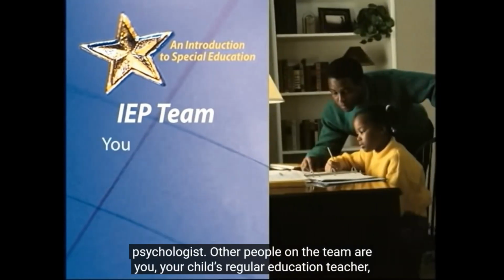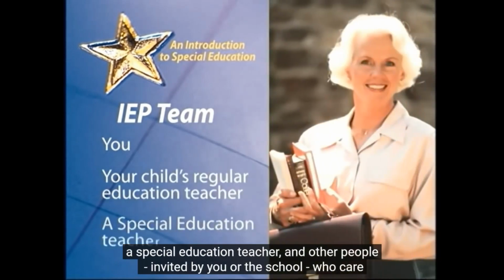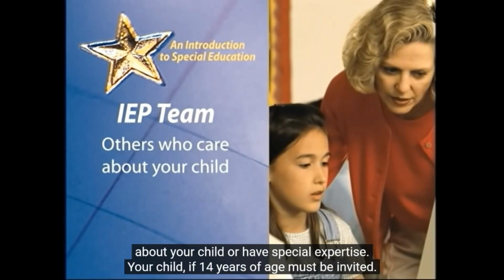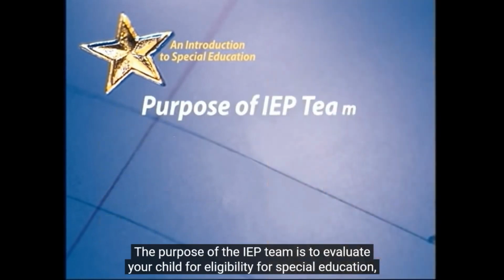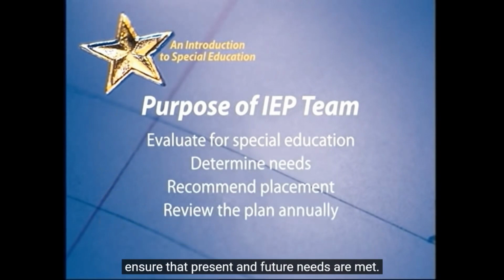Other people on the team are you, your child's regular education teacher, a special education teacher, and other people invited by you or the school who care about your child or have special expertise. Your child, if 14 years of age, must be invited. The purpose of the IEP team is to evaluate your child for eligibility for special education, determine your child's educational needs, recommend placement, and review the IEP to ensure that present and future needs are met.